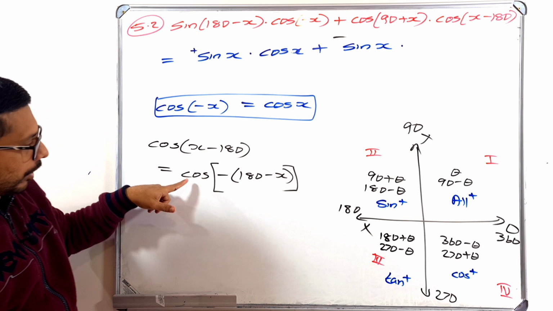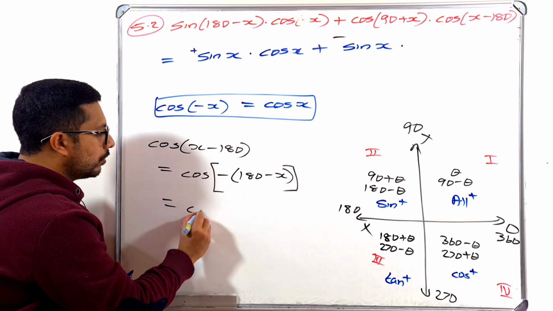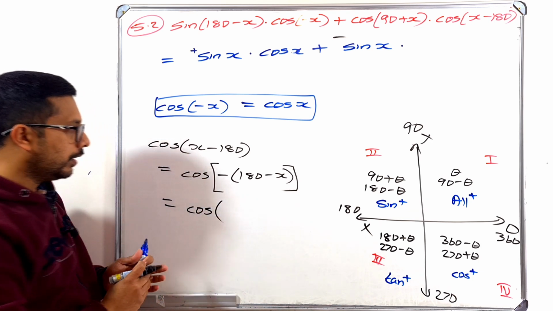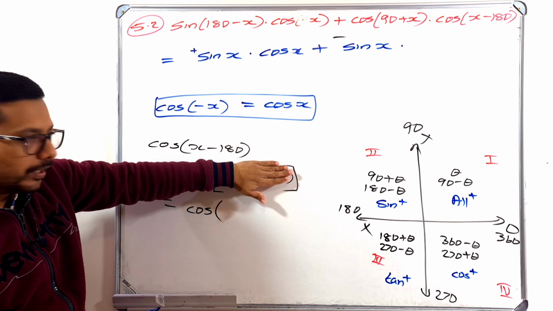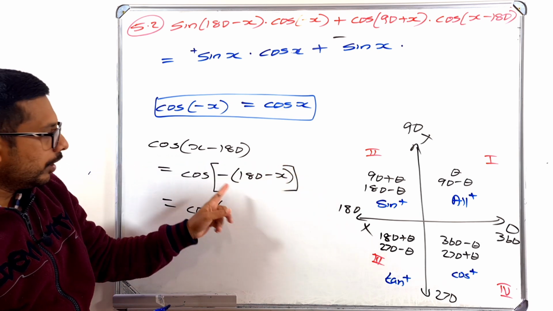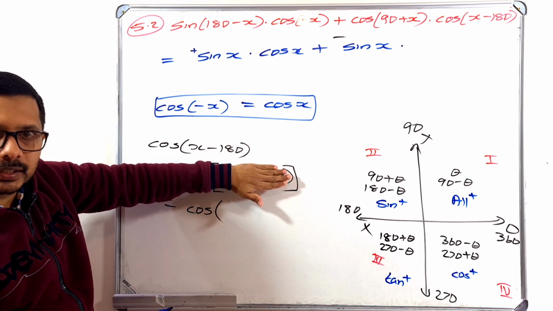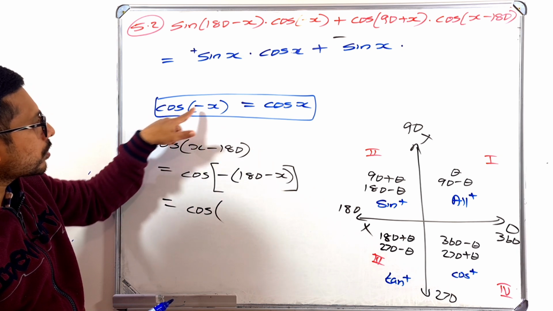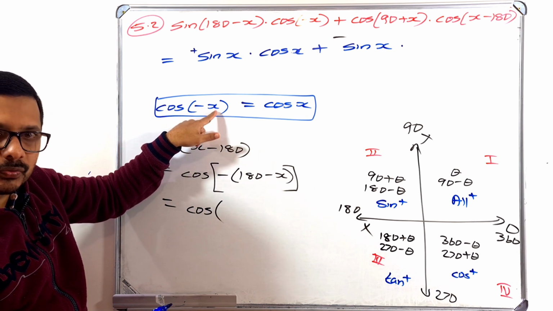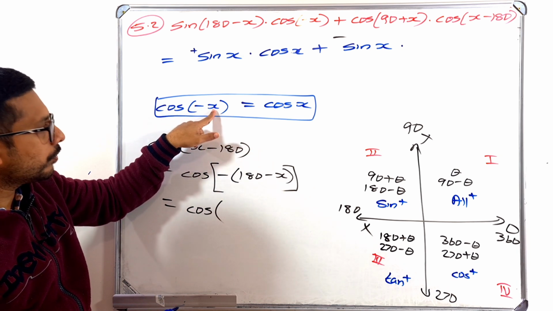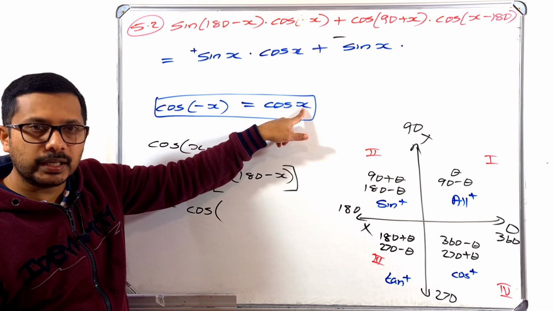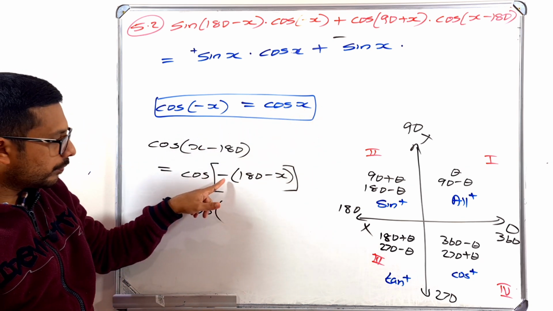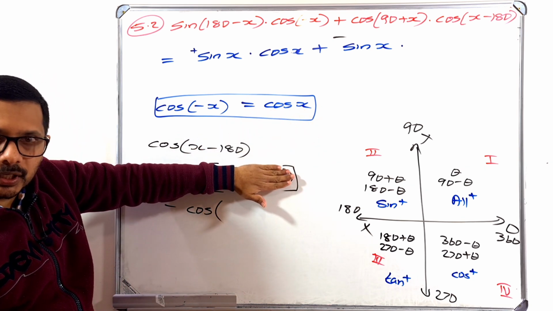Okay, so now look at this one. This one is cos of minus of an angle. 180 minus x is an angle. Minus of 180 minus x. So here, cos of minus of an angle, where x stands for an angle, is cos of that angle. Here the angle is 180 minus x.